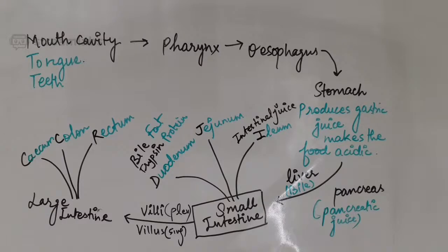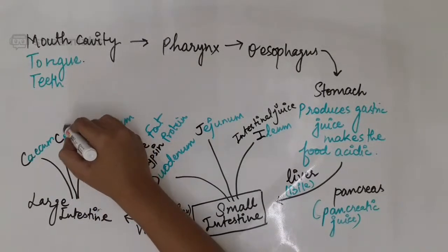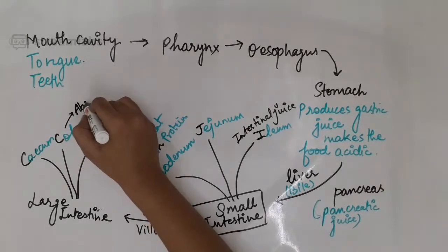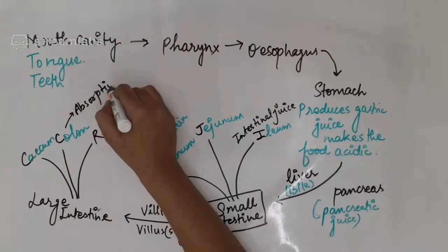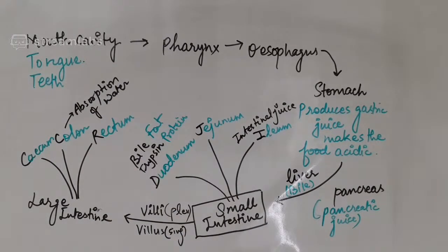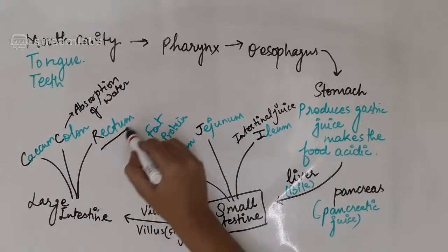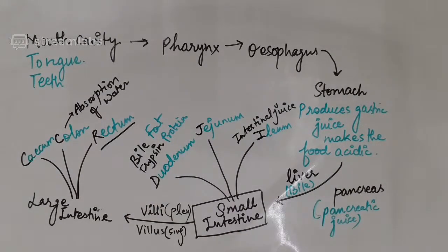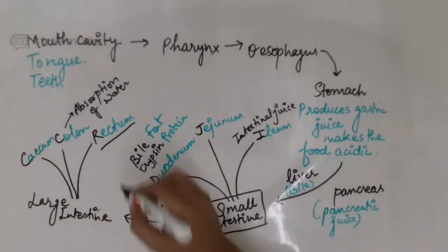Here the absorption of water occurs in the colon, and then the undigested food goes into the part of the large intestine that is called rectum. Rectum holds the undigested material or feces prior to defecation.